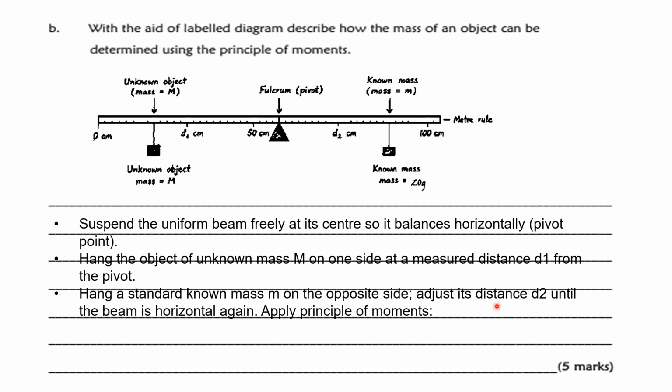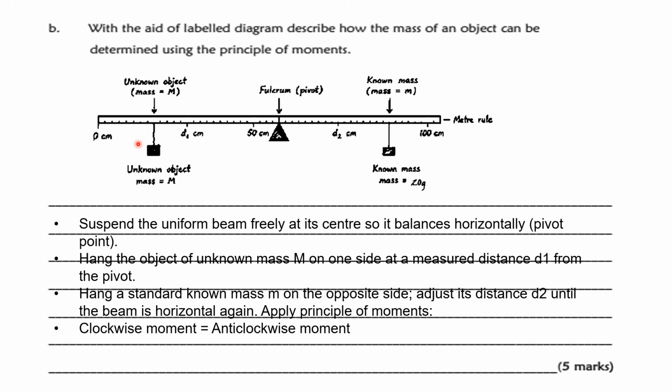Then adjust its distance d2 until the beam is horizontal again. So you move the standard mass until the beam becomes horizontal again. Apply the principle of moments. What does the principle of moments state? The principle of moments states that clockwise moment is equal to anti-clockwise moment.